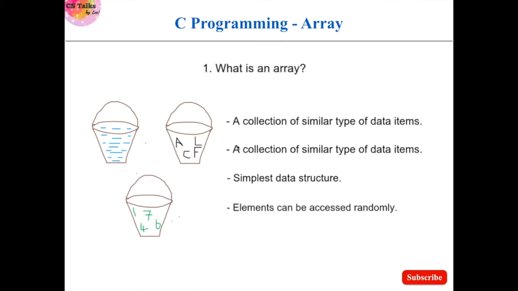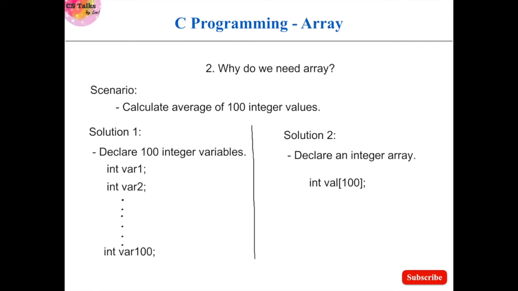Now, it's very important to understand why do we need an array. For that, let us consider a scenario where you need to calculate the average of 100 integer values which will be entered by the user. For this problem, you can have two solutions. So the first solution is you can declare 100 integer variables and then perform 100 scanf operations to store all the entered values into these variables and then calculate the average.